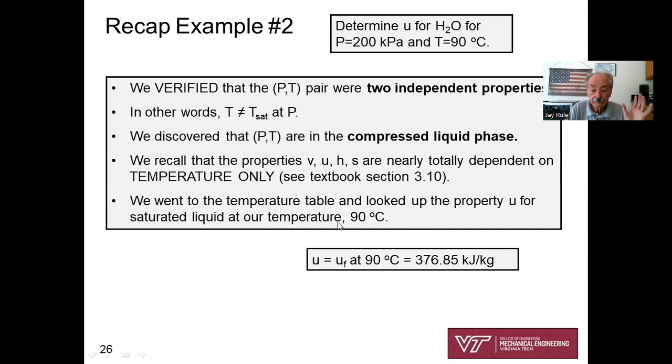The rule, the engineering approach for us engineers, is to evaluate U at U sub F, the specific internal energy of saturated liquid at the temperature of the fluid. So that's how we got 376.85. If anybody were on the call, I'd say any questions, but there's nobody on the call here.